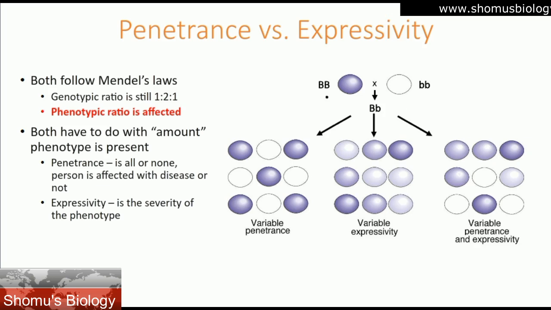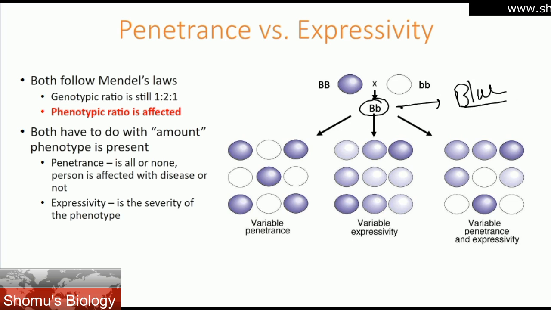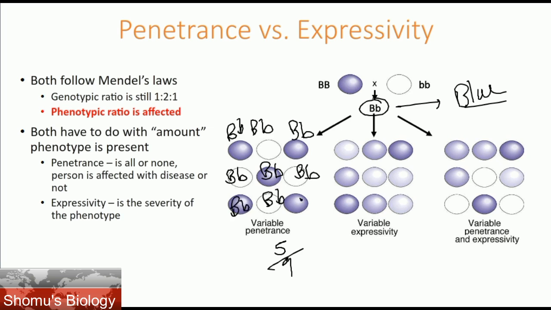So in this picture, you can easily see the idea of expressivity and penetrance. See, the genotype is capital B, small b. Capital B is blue, small b is white. So when capital B, small b is there, it also means blue. Here in this picture, there are a total of 9 individuals, all of them with the same genotype. I am explaining penetrance, so be patient a little bit. Look at this slide. All of them share the same genotype, capital B, small b. But still, a few of them are blue, a few of them are white. 5 out of 9 are blue. The remaining 4 are white. This is caused by variable penetrance.